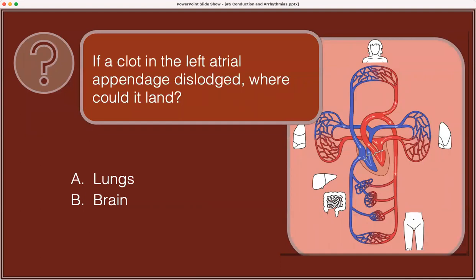So remembering the systemic flow of blood, if that clot dislodged from the left atrium, where would it land? Would it go to the lungs or would it go to the brain? The answer is it could go to the brain. It could also go to the legs, the GI tract, go to all of these places. So notice the flow of blood goes out the aorta and goes to the systemic circulation. It would not go backwards into the lungs.